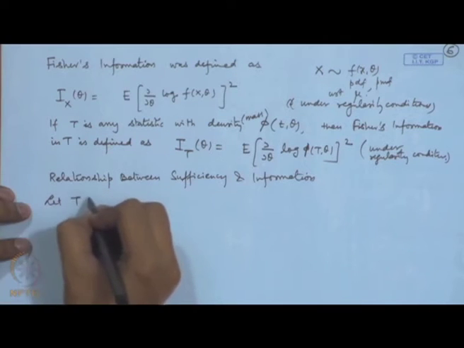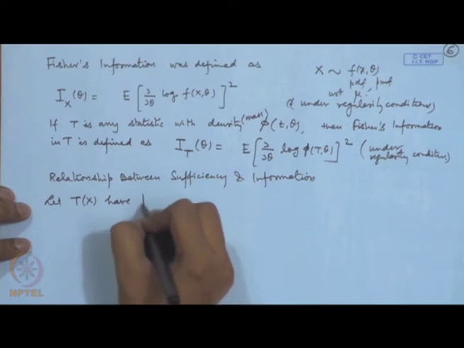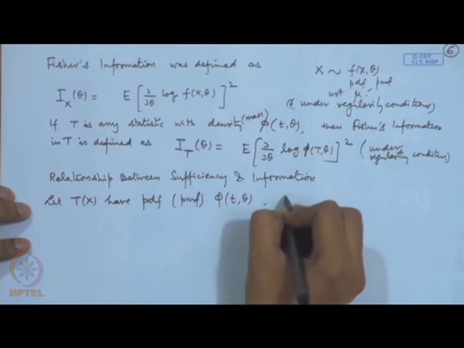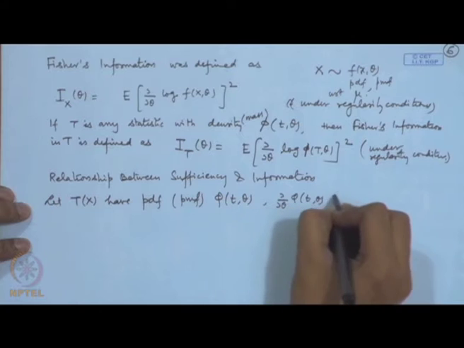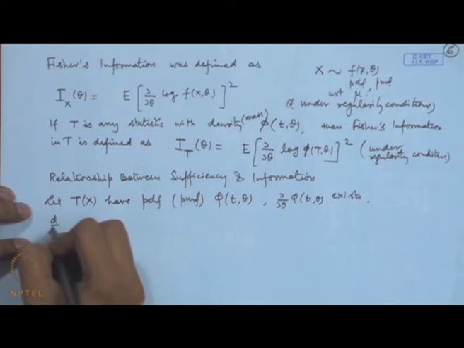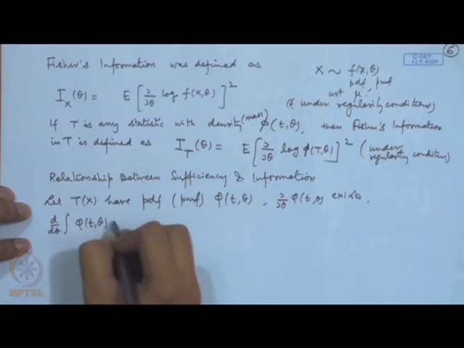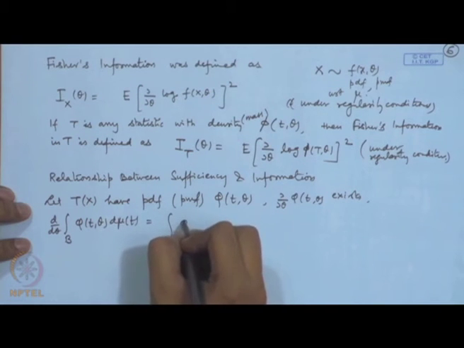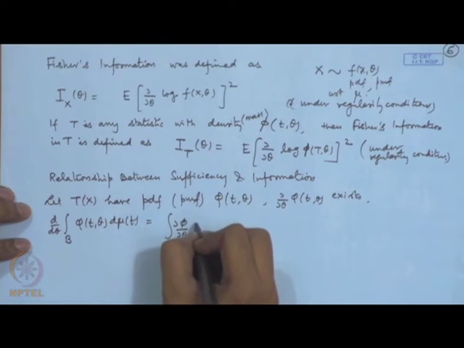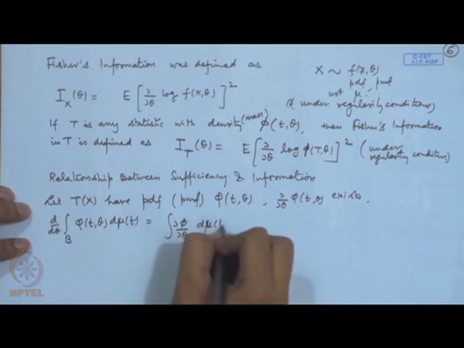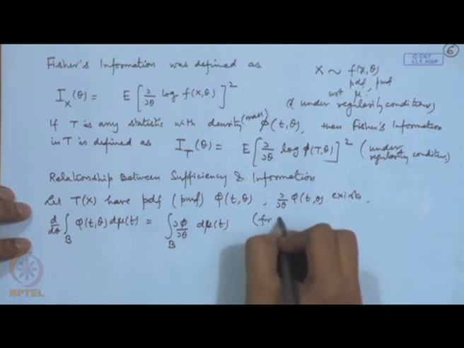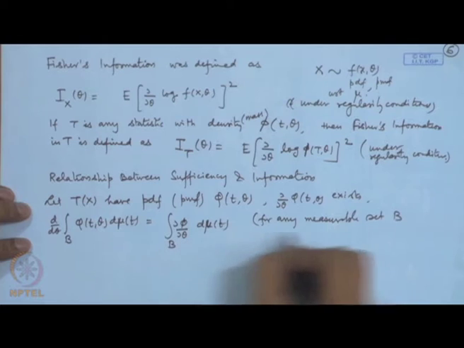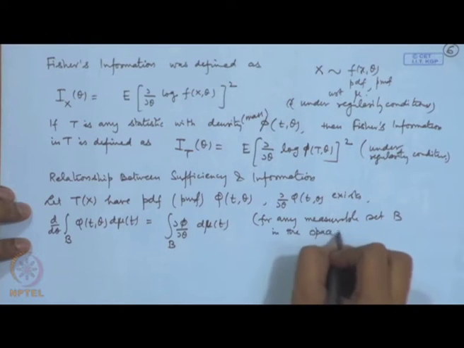Let T(X) have PDF or PMF phi(t, theta), and let del by del theta of phi(t, theta) exist, such that d by d theta of the integral of phi(t, theta) d mu_t over any measurable set B is equal to the integral of del phi by del theta d mu_t, for any measurable set B in the space of T values.